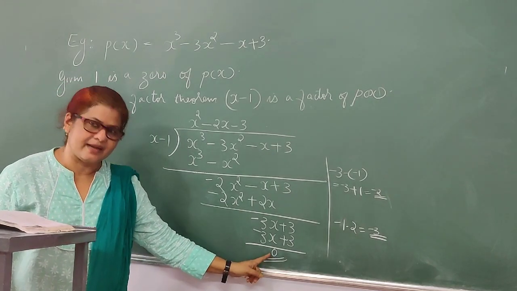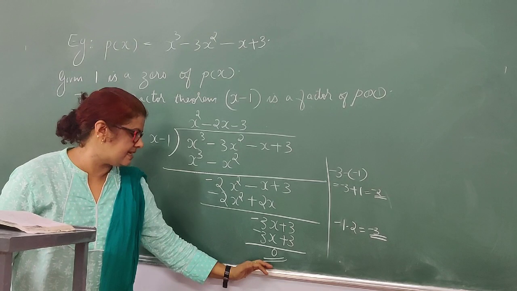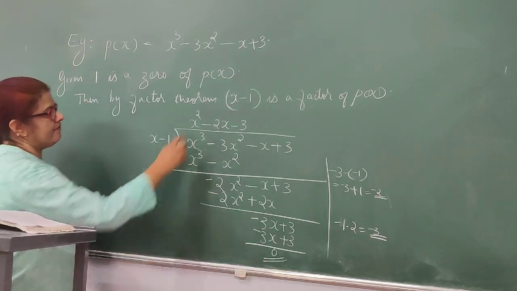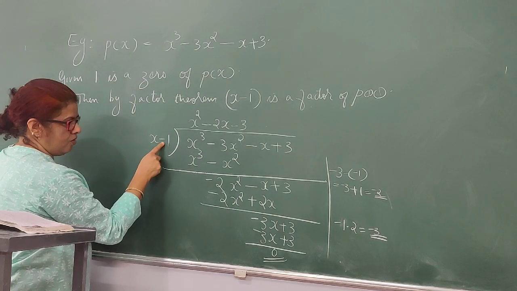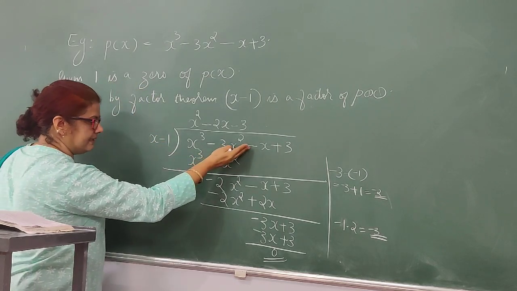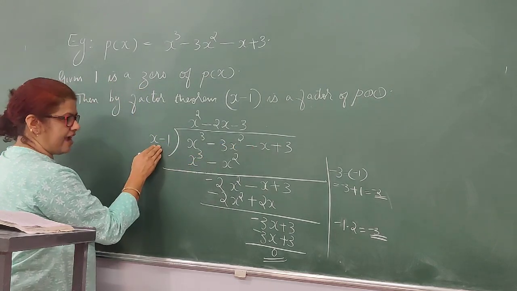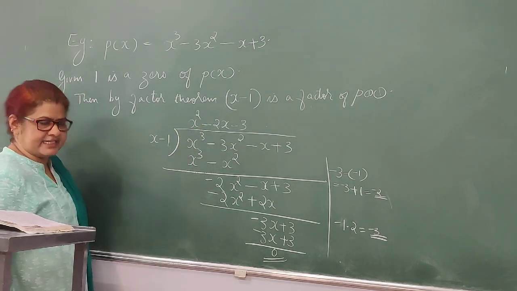This is known as the remainder. The remainder we got as 0. Then what we have to do is, already given 1 is a zero, and when we have divided the p(x) by this factor, we got this as the quotient.